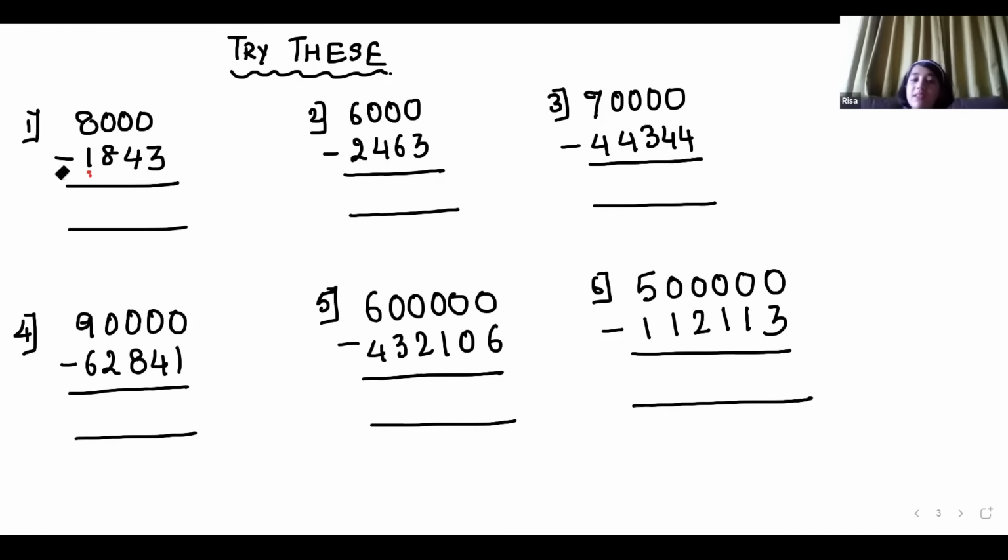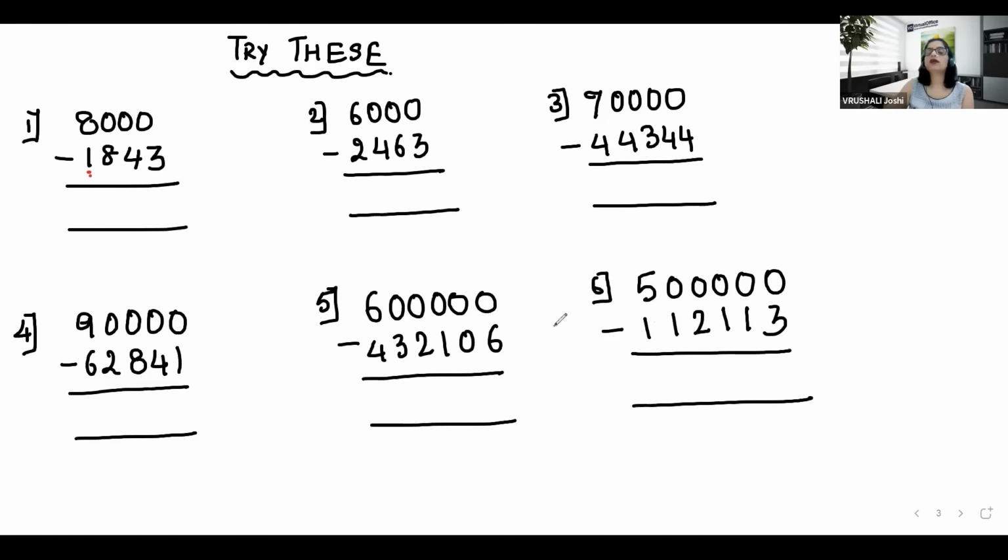So even in the sixth one, it is 5 and 1. So we take 5 minus 2. 2. Yes, you're right. Whatever is the number, you will subtract the next.